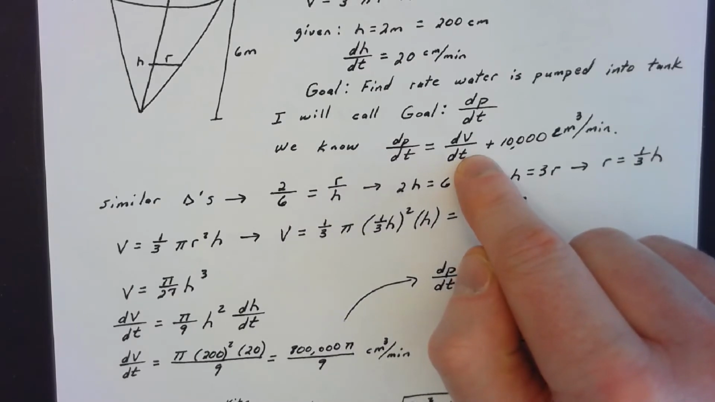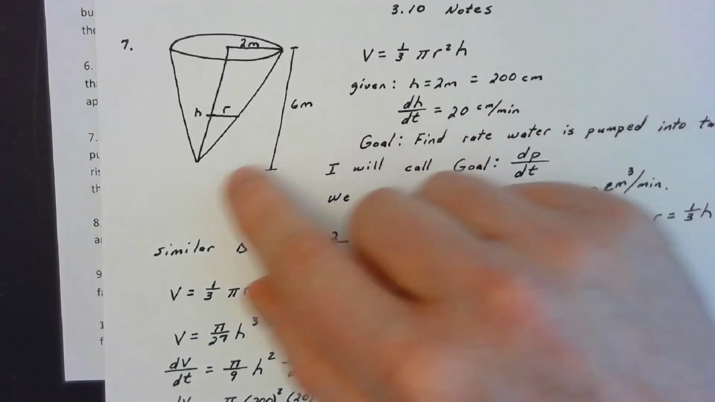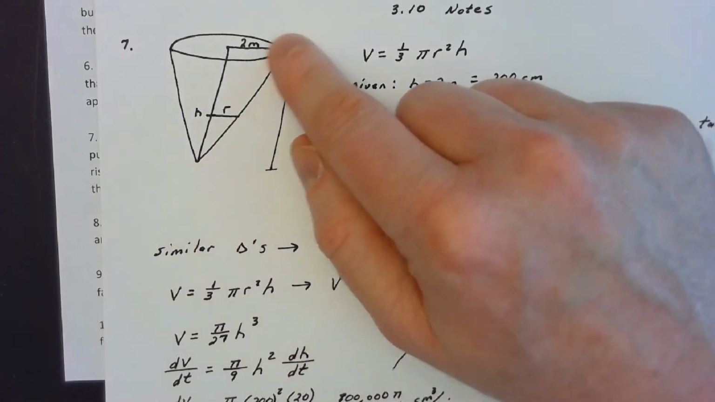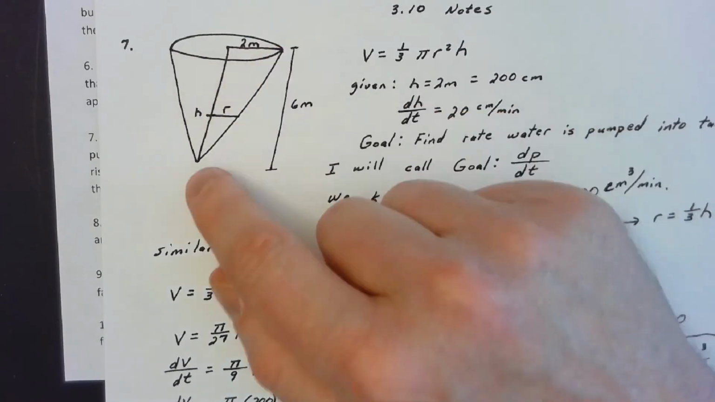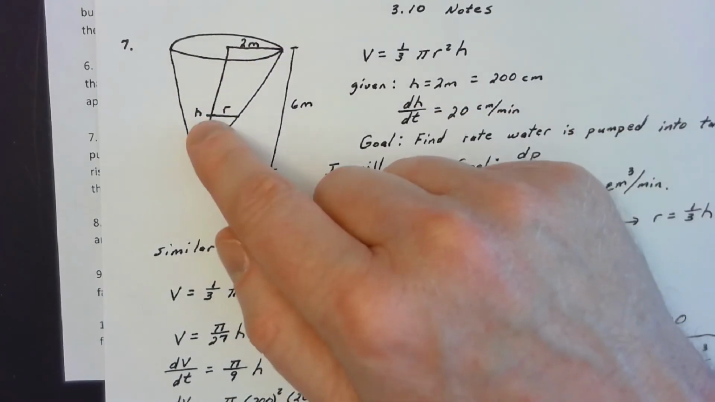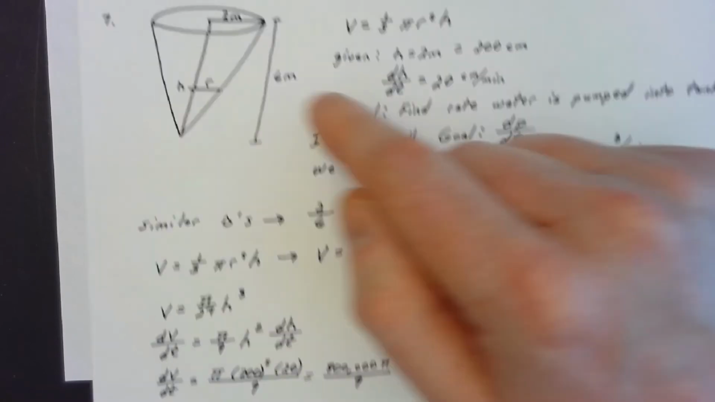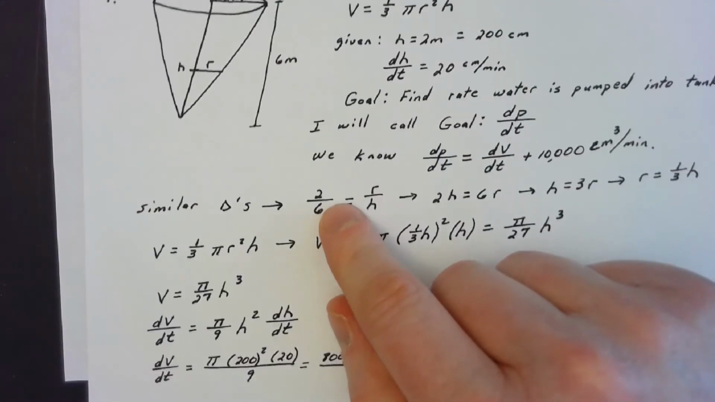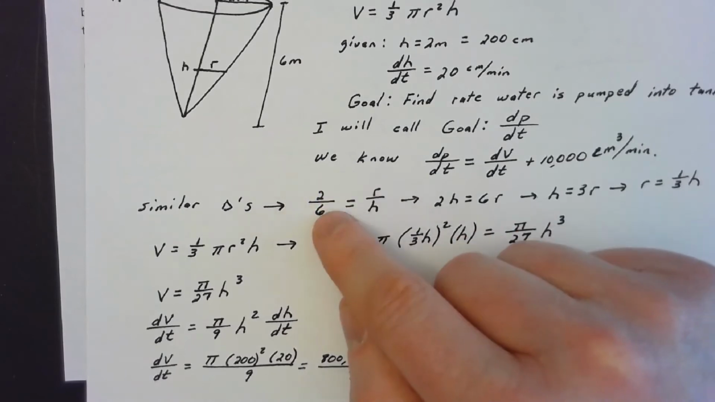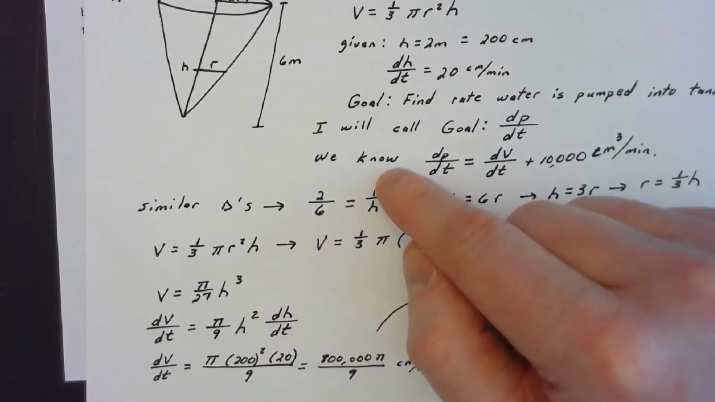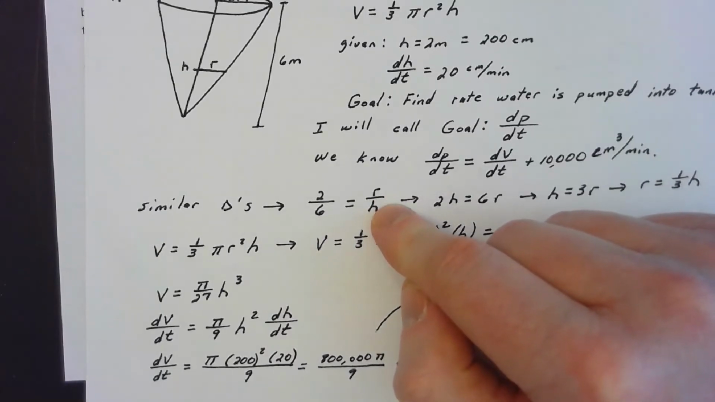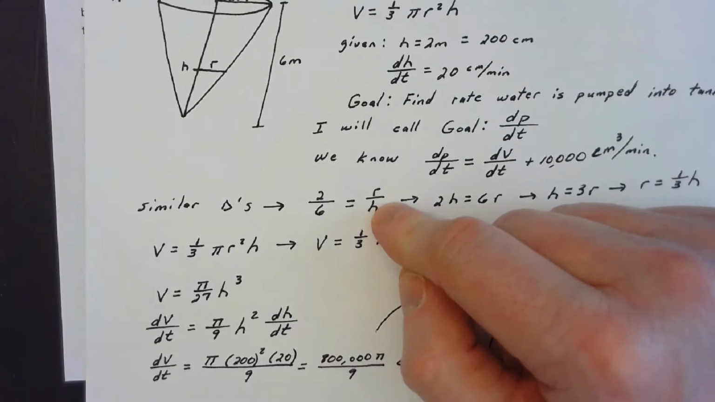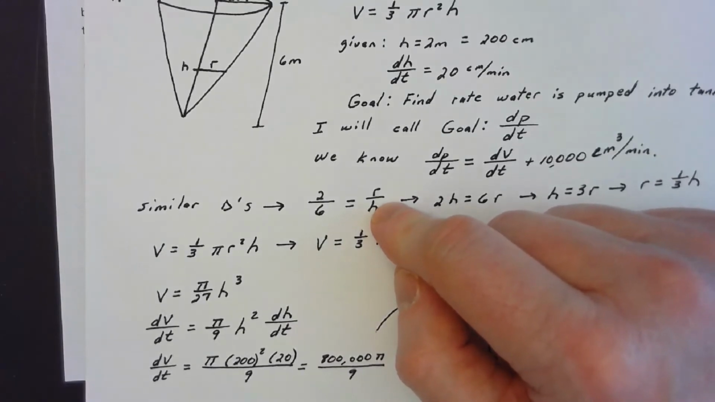So I go back to my tank picture, and I can see some similar triangles. Notice you have a large triangle here that has a height of 6 and a base of 2. And you have a small triangle here that has a height of h and a base of r. So I just said by similar triangles, we know that the base over the height of the large triangle should equal the base over the height of the small triangle. So this is just showing you that your radius and your height must be proportional at any height throughout the inverted conical tank.